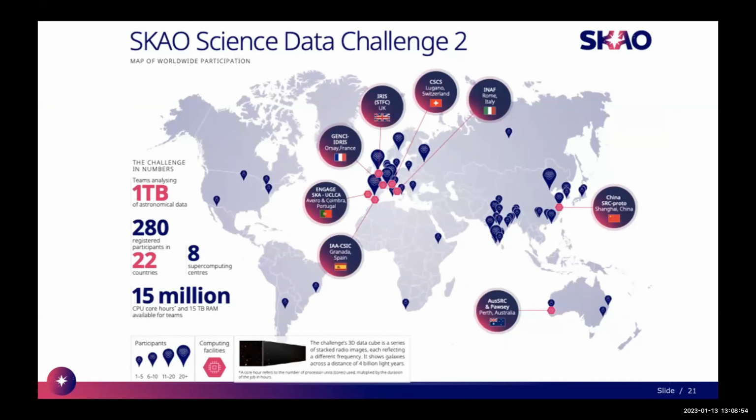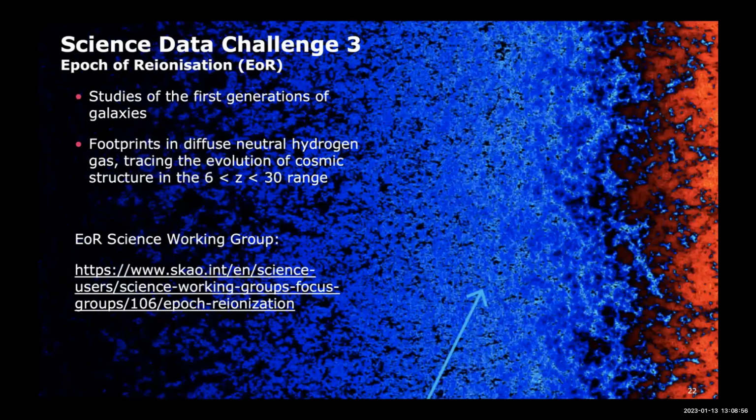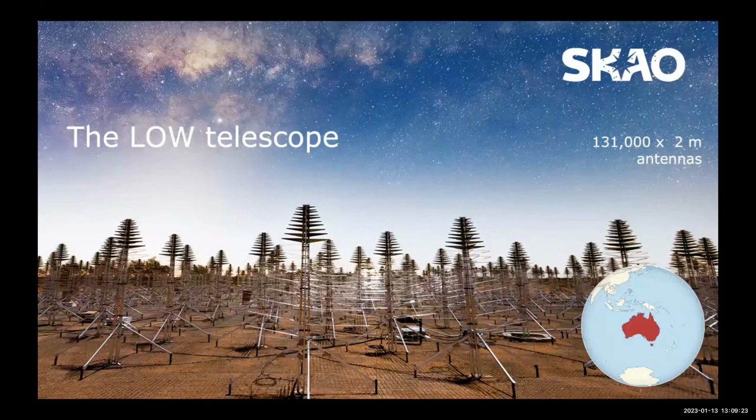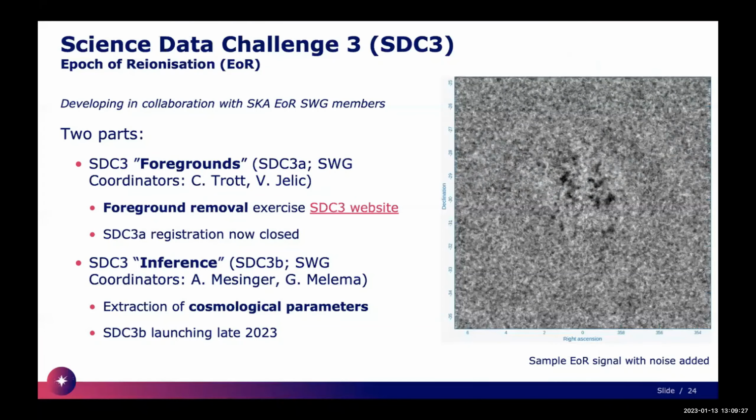So that was the second Science Data Challenge. I do also want to mention we're just about to move into our third Science Data Challenge, and this will be based on the epoch of reionization. So there is, again, a science working group you can look at if this is one of your science interests. Please do come and join. The challenge itself, the registration is closed for the challenge now. This challenge is based on the low telescope data.